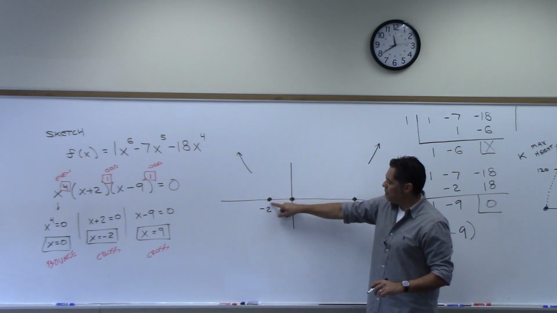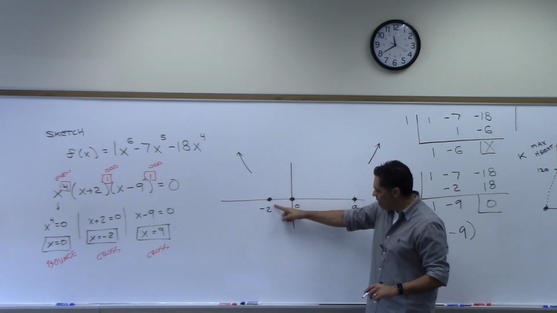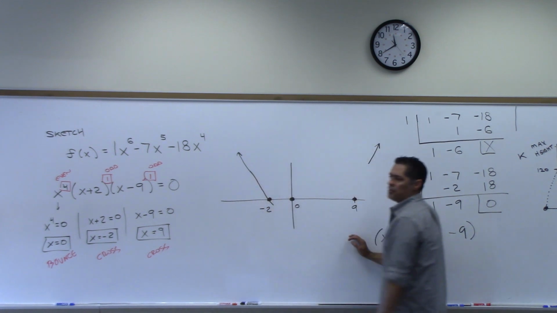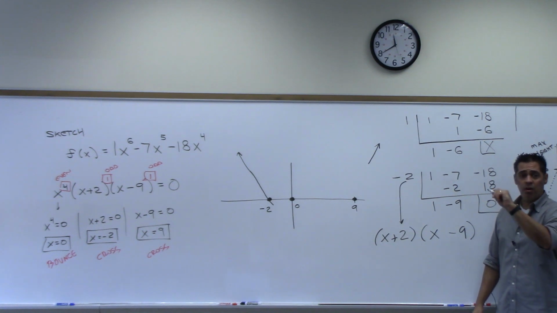So what's supposed to happen at -2? I'm supposed to cross. So when I draw this, I'm going to come through here and come down a little bit. I'll just cross through right there. Do you agree I've crossed through? But now I need to continue with the smooth curve, no jagged edges, a smooth curve.